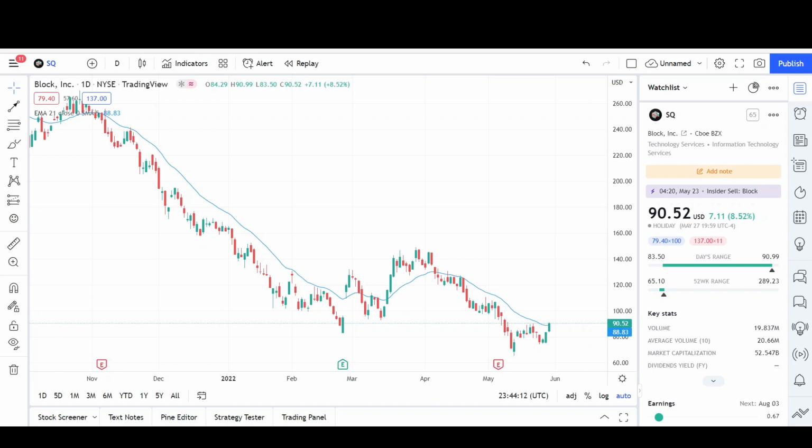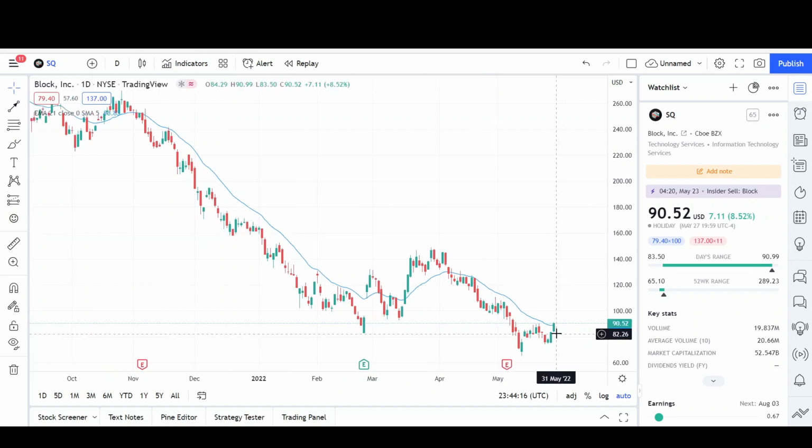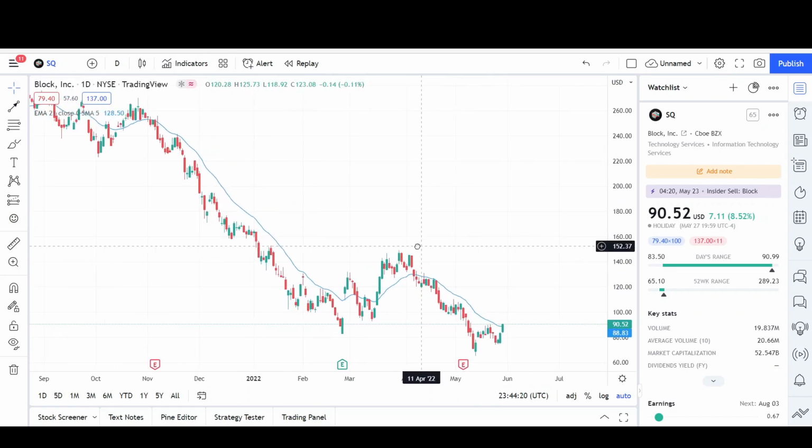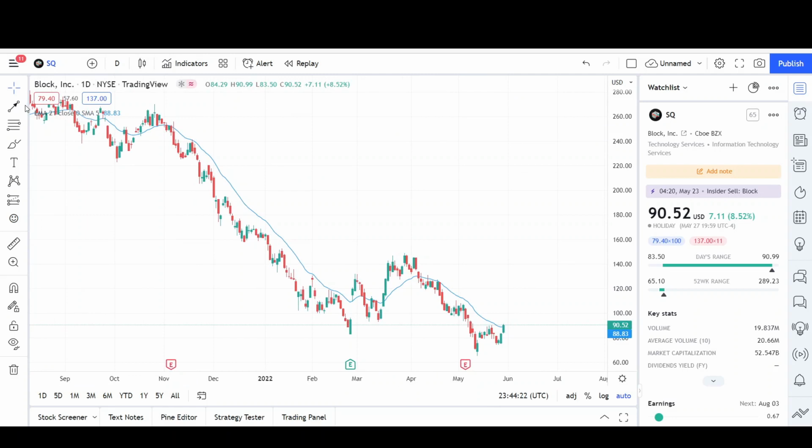Here we have the daily chart for Block, and before I begin, looks like the market was closed today due to the Memorial Day holiday, so happy Memorial Day to all my viewers. Now we can carry on with the chart analysis for Block.